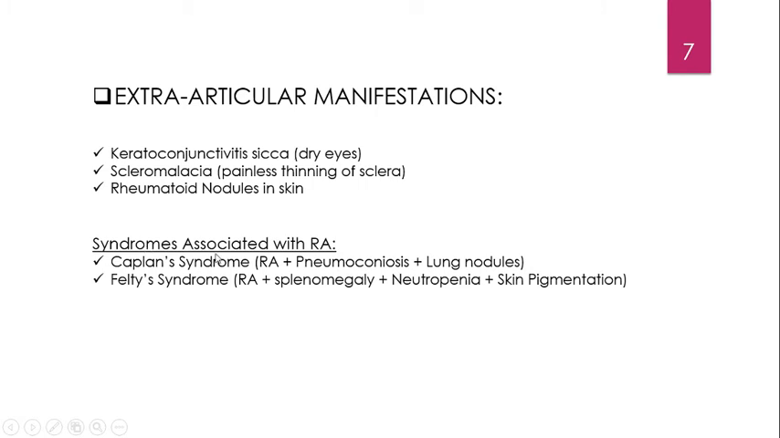Okay, so syndromes associated with rheumatoid arthritis are Kaplan syndrome and Felty syndrome. Kaplan syndrome is basically rheumatoid arthritis and pneumoconiosis, which is a restrictive lung disease, and lung nodules. Felty syndrome is one in which there is rheumatoid arthritis, splenomegaly, neutropenia, and skin pigmentation.